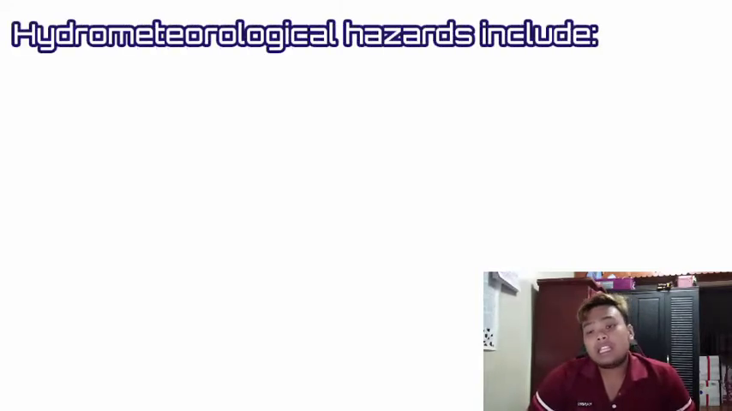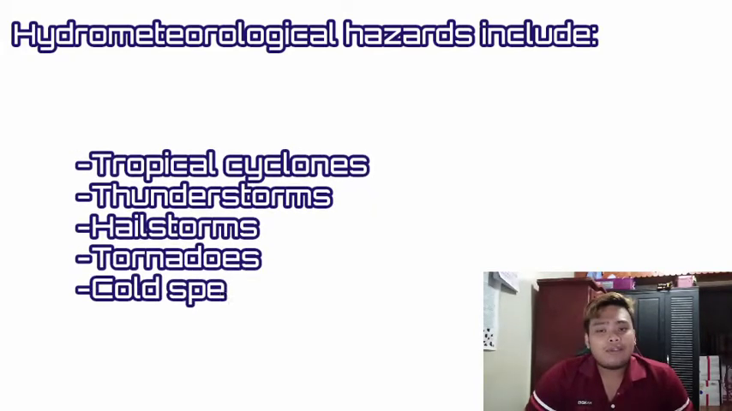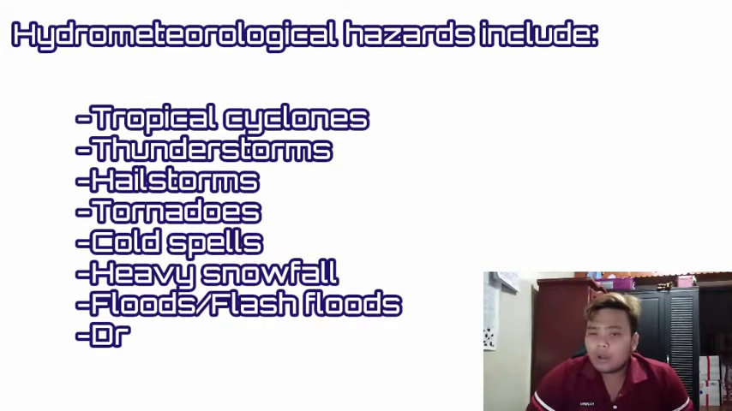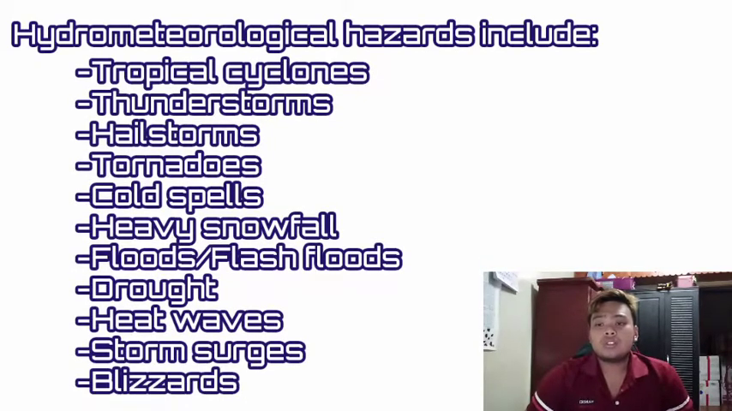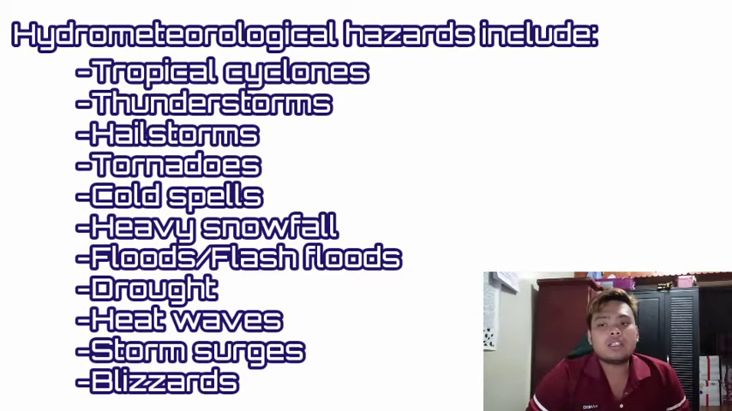Hydrometeorological hazards include tropical cyclones like hurricanes and typhoons, thunderstorms like Bagyo Punay, hailstorms, tornadoes or buhawi, cold spells, heavy snowfall, flash floods or floods, drought, heat waves, storm surges, and blizzards. These hazards can also be a factor in other hazards such as landslides, wildfires, locust plagues, epidemics, and volcanic eruptions.